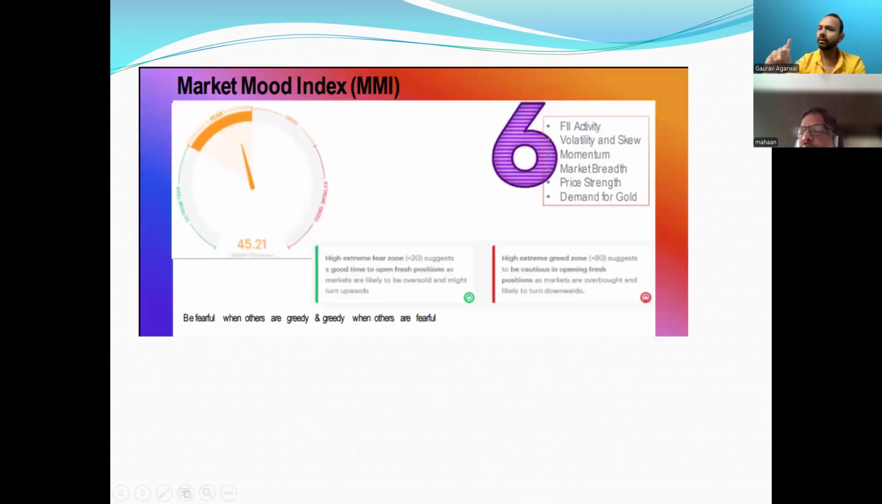Okay, there is one more thing called market mood index. Any idea about market mood index? No. Okay, 1 second, I'll show you. There is a website called Tickertape. 1 second, I'll just open that website.